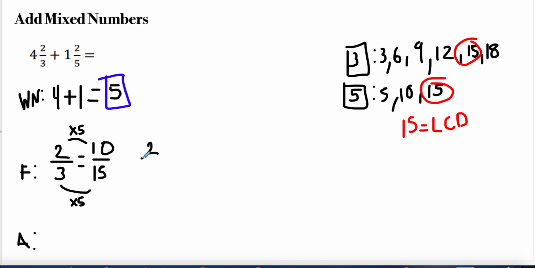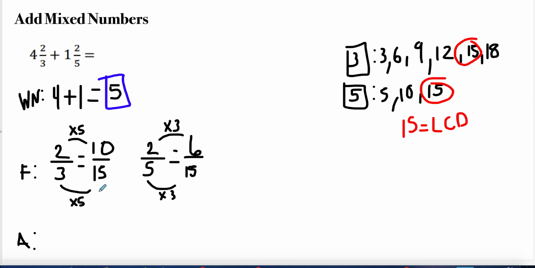Now I'll do the same with 2/5. 2/5 is equal to how many 15ths? Well, 5 times 3 is 15. So 2 times 3 is 6. So 2/5 is equal to 6/15.